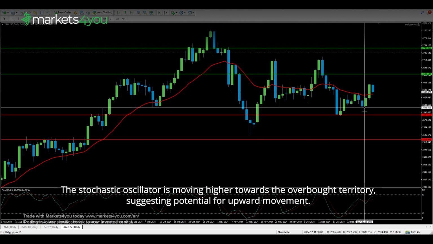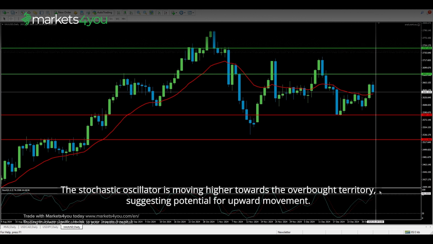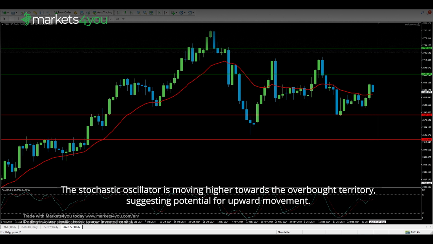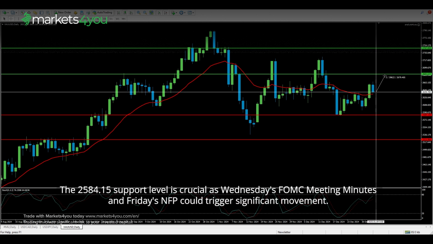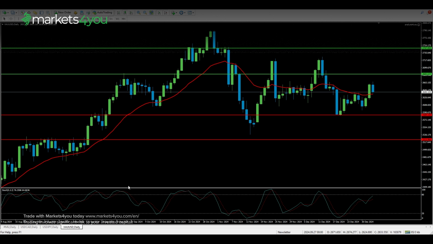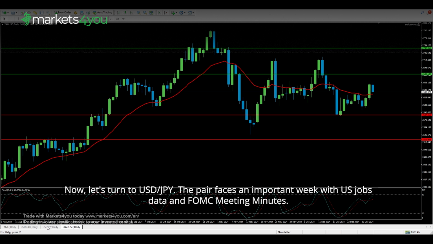The stochastic oscillator is moving higher towards the overbought territory, suggesting potential for upward movement. The 2,584.15 support level is crucial as Wednesday's FOMC meeting minutes and Friday's NFP could trigger significant movement. Now, let's turn to US dollar to Japanese yen.